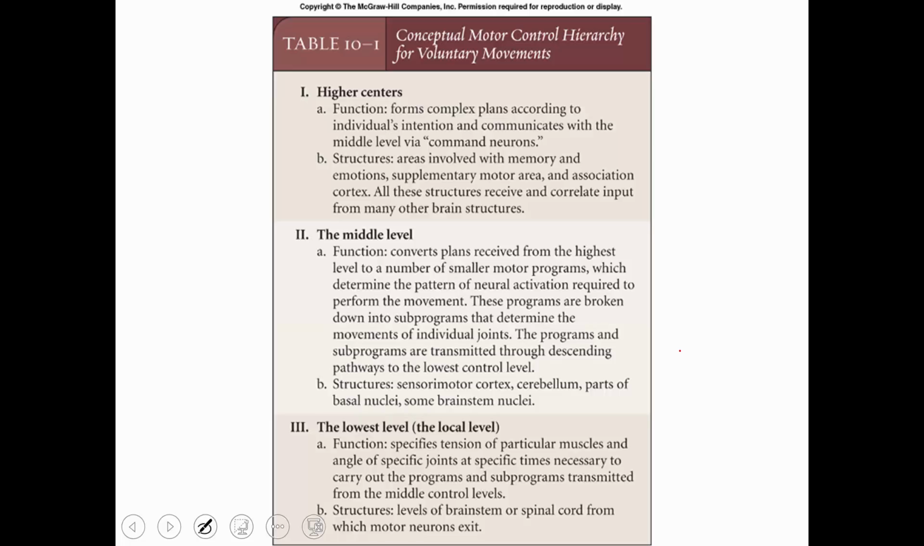So here's a nice table from your textbook talking about what all of these systems do. So the higher centers, they form the complex plan. What is it that we want to do? What are the commands? These are motor structures, so supplementary motor areas, association cortices, and that motor cortex.